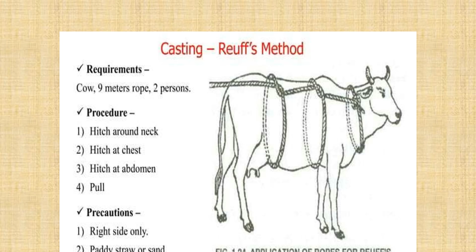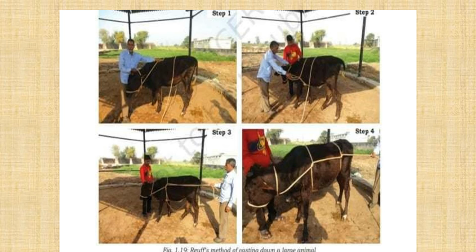Then take certain precautions. The animal has to be cast always on the right side, because if you cast the animal on the left side, where the rumen is present, then there is a chance that the animal may also suffer from bloat or tympany. At that time we should avoid all those techniques which are dangerous to the animals by casting it properly.